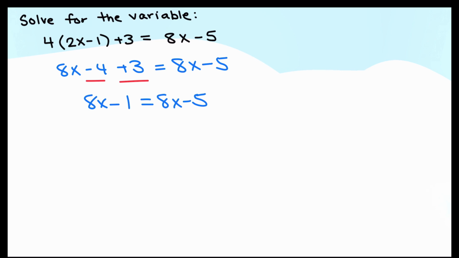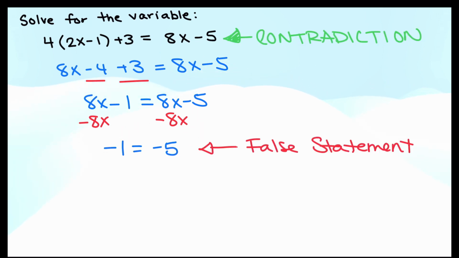If I try to solve this equation, if I put the x's on one side, let's say the left, I can subtract 8x from both sides. And once again, the x's disappear. On the left-hand side, 8x minus 8x is 0, left with negative 1. And on the right-hand side, 8x minus 8x is 0, left with negative 5. So we are left with the statement negative 1 equals negative 5. The x's disappeared, and we're left with a false statement.